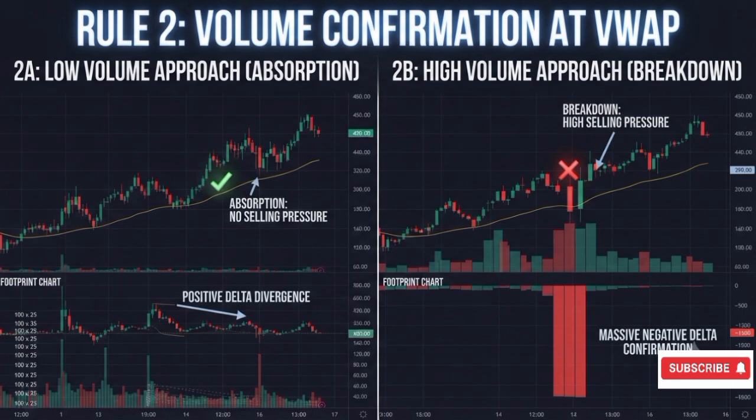Look at the footprint. Look at the delta. If you don't have footprint charts, look at volume divergence. Is volume increasing as price approaches VWAP from above? Be very careful. Is volume decreasing on the approach? That's your higher probability setup.